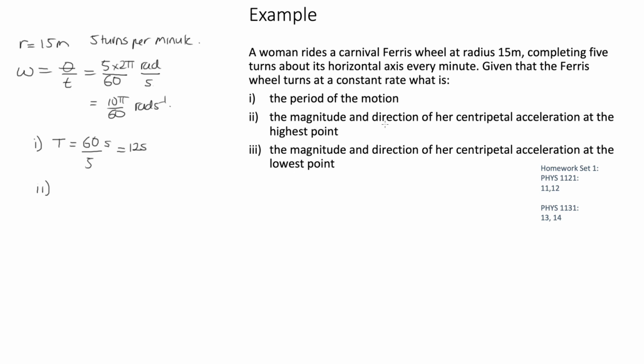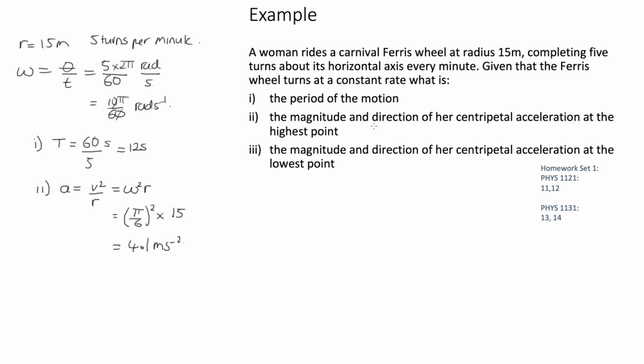Part 2, the magnitude and direction of her centripetal acceleration at the highest point. Okay, so the acceleration is given by v squared on r, or we can also write it as omega squared r. So this is probably easier in this case because we've gone ahead and worked out omega at the start. So simplifying this a bit, we can get rid of the factor of 10. So we've got pi on 6 squared times the radius, which is 15, which when we solve it on the calculator, we get 4.1 meters per second per second.